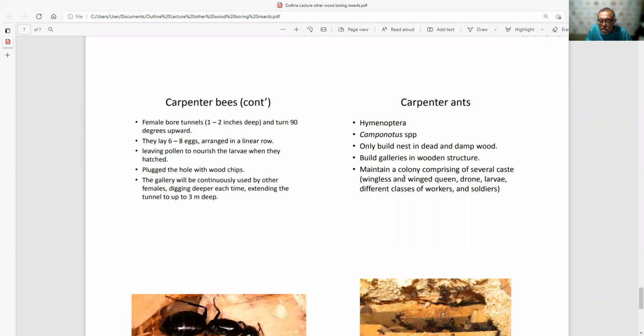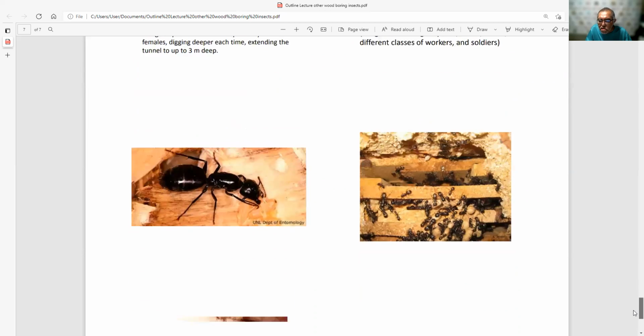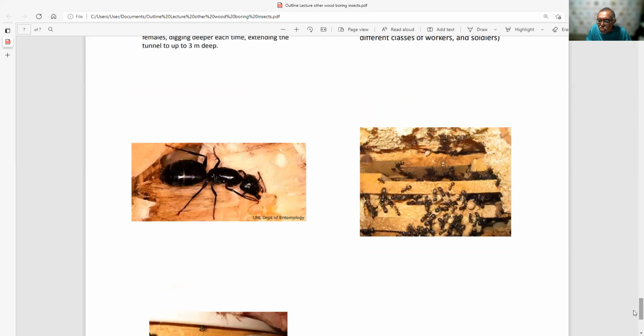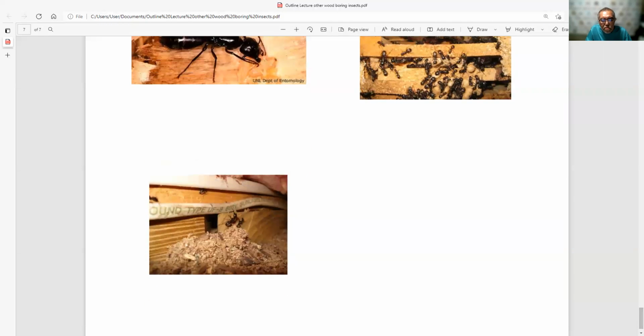Okay, they are a little bit more complex. There are wingless individuals, there are winged queens, drones, larvae, different classes of workers and soldiers. Meaning to say that the castes are a little bit more complex compared to termites. But again, they use wood as a shelter and can be very destructive, although they do not consume wood at all. So this is the result of the infestation by carpenter ants.